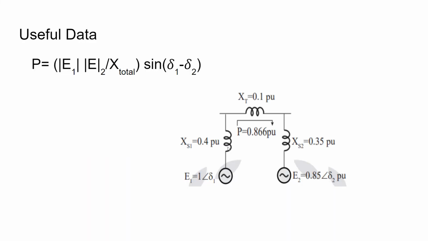Let us discuss the useful information to solve the problem. Here, power flow through a transmission line is given by the magnitude of the sending end voltage into the magnitude of the receiving end voltage, divided by the total reactance of the transmission line including generator and motor, into sine of the angular difference between the two buses. Using this information, let us solve the problem.